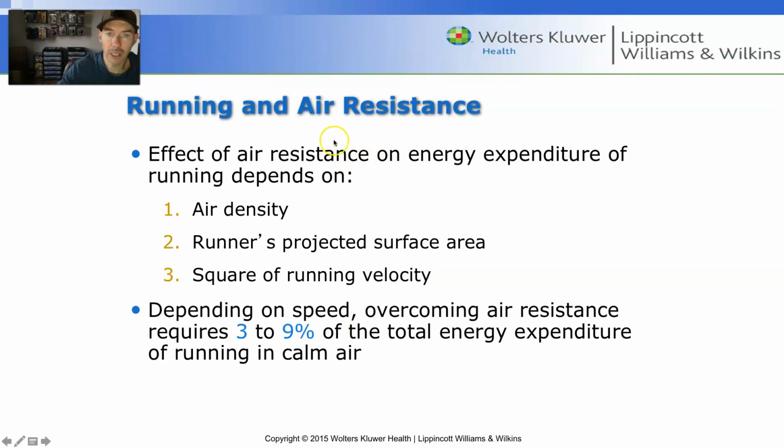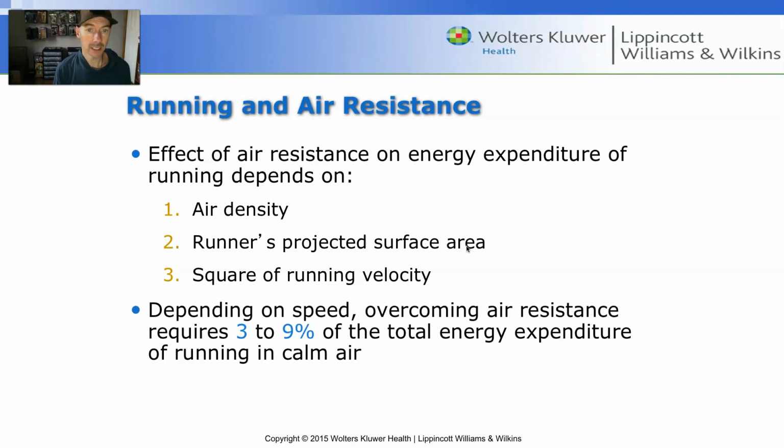Other things that can affect running efficiency, we see here the air density, the runner's projected surface area, right? So the air density is referring to the thickness of the air, right? At sea level, the air pressure is higher, so the air is more dense, versus if we were up in the mountains, the air is thinner. So theoretically, there's less drag on our body. The downside, though, is there's also less oxygen at altitude, so it doesn't really help us too much, okay?